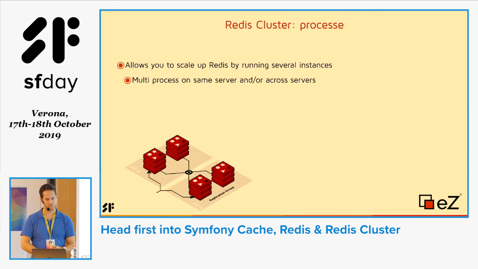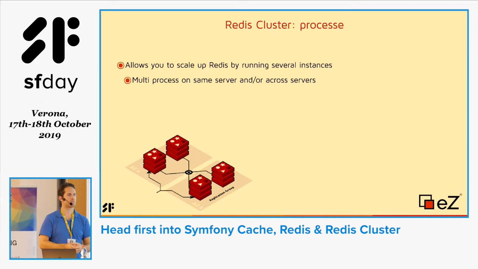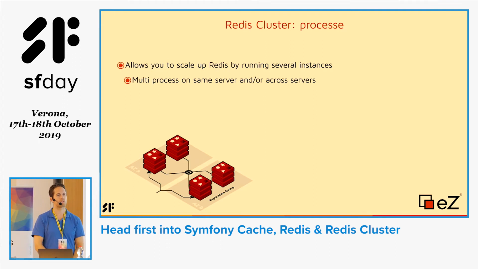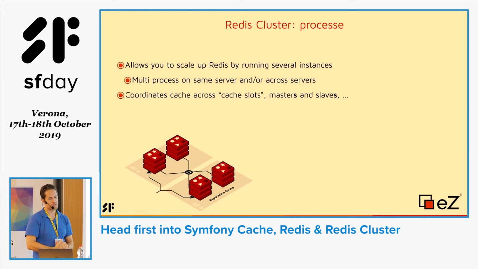Let's move on to Redis cluster. As I mentioned earlier, it allows you to scale up Redis by running several instances. You can have those processes on the same server if you have a lot of CPUs or cores that you want to take more advantage of, or across several servers. I guess most of us, at least for web cases, tend to use extra capacity in our web servers and have one instance of Memcache or Redis running on that web server as well. But in other scenarios, you might do it completely differently. The cluster coordinates the cache across what it calls cache slots. It also coordinates it across masters and slaves in plural. So it makes sure that the data is kind of backed up, so it's stored several places in case one of the nodes goes down.